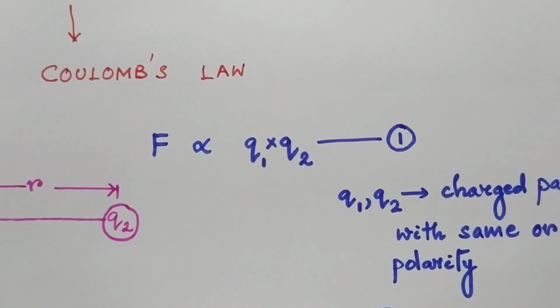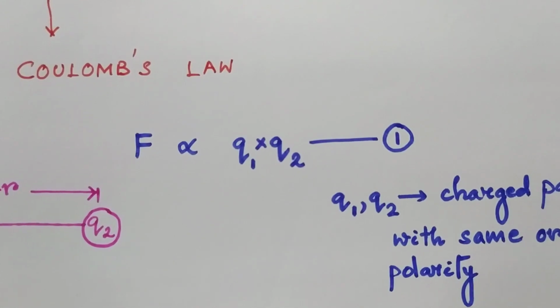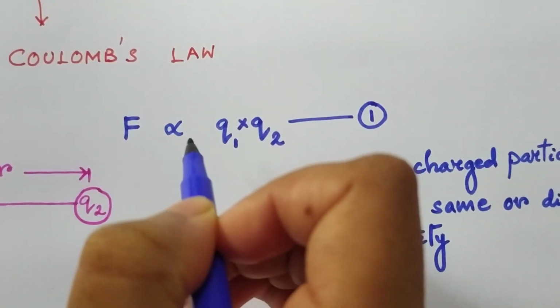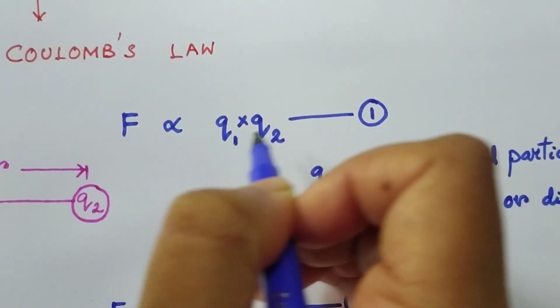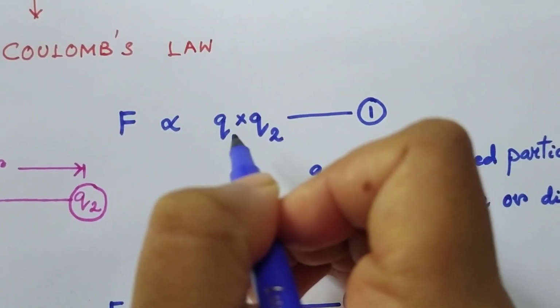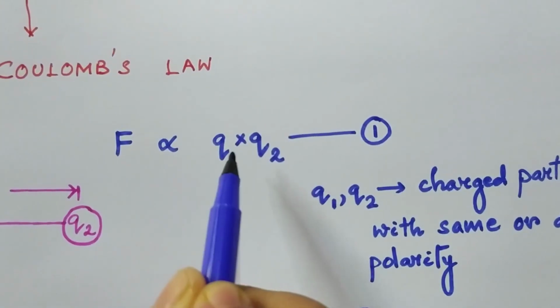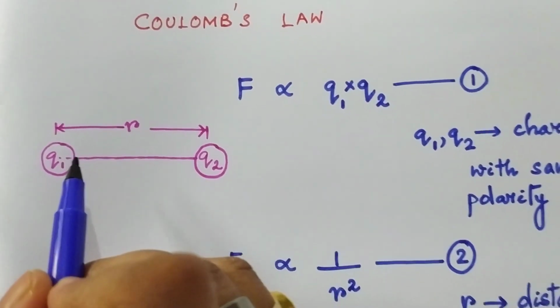So in Coulomb's law, the force that will be experienced by the charged particles due to one another is directly proportional to the product of the two charges. So if I take Q1 and Q2 to be the two charges, then it will be the product of the two charges. You can see the diagram here.